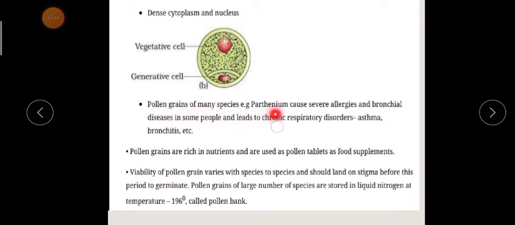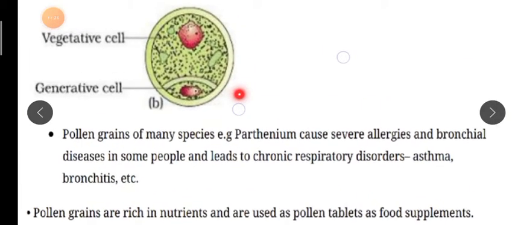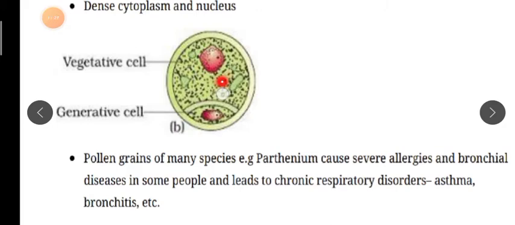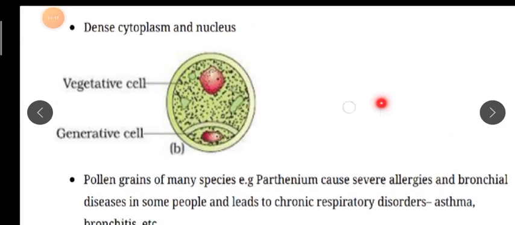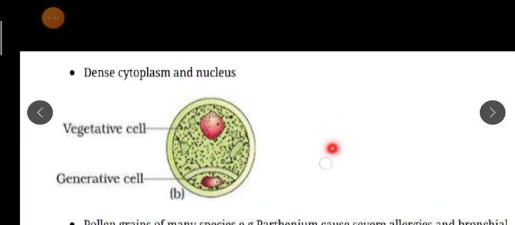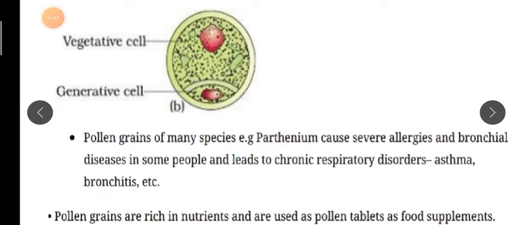Pollen grains of many species, for example Parthenium, cause several allergies. You have seen many people suffer from pollen allergy, because pollen grains are generally carried by wind. Very easily, you will see, it is very light. That's why wind can carry pollen grains very easily. So it goes inside the respiratory tract of people and may cause allergy, and also some kinds of bronchial diseases. That can also lead to respiratory disorders like asthma, bronchitis, etc. So these diseases like asthma and bronchitis may happen because of pollen grains.